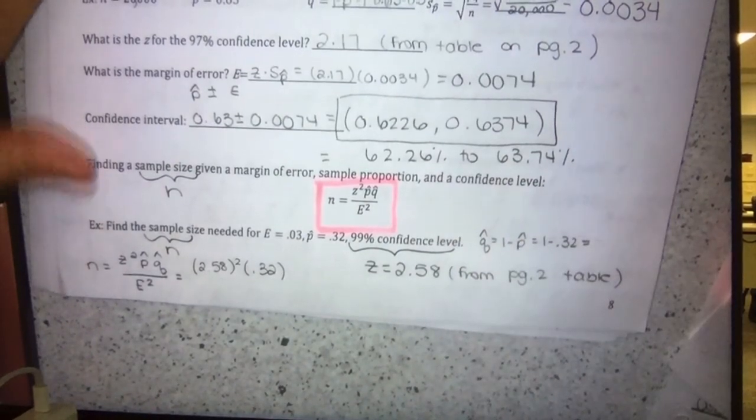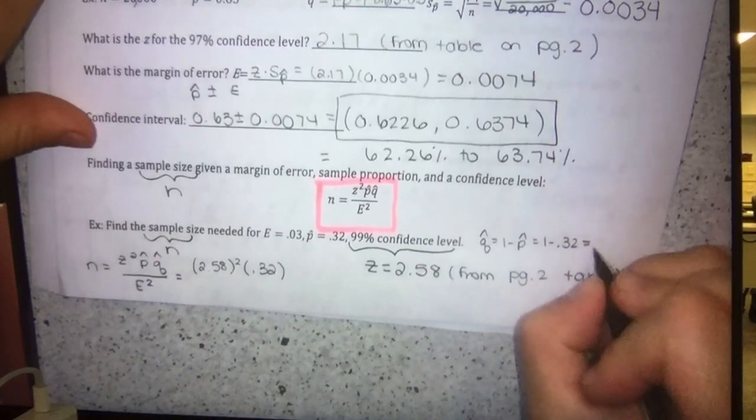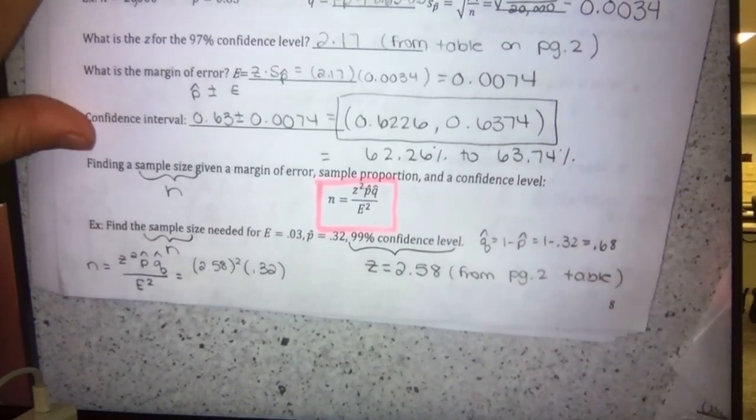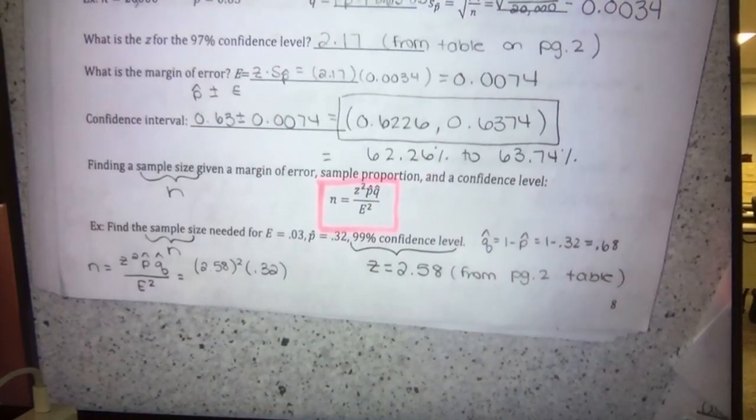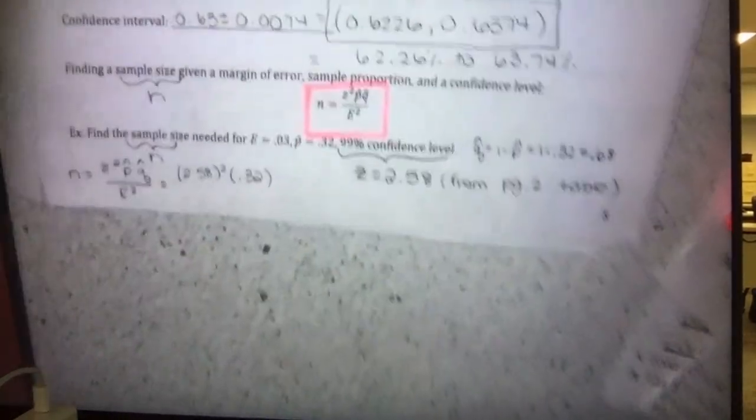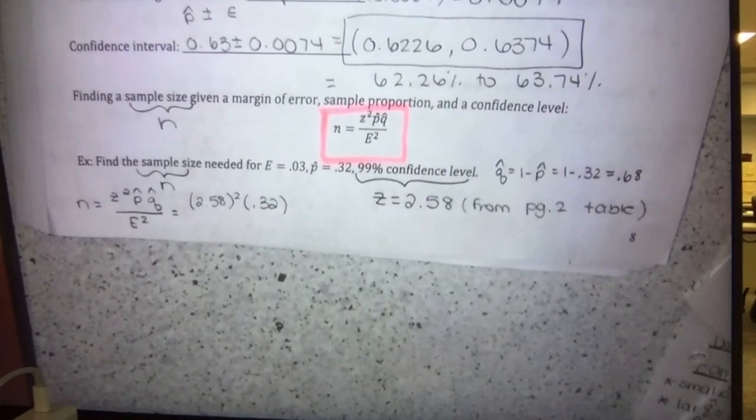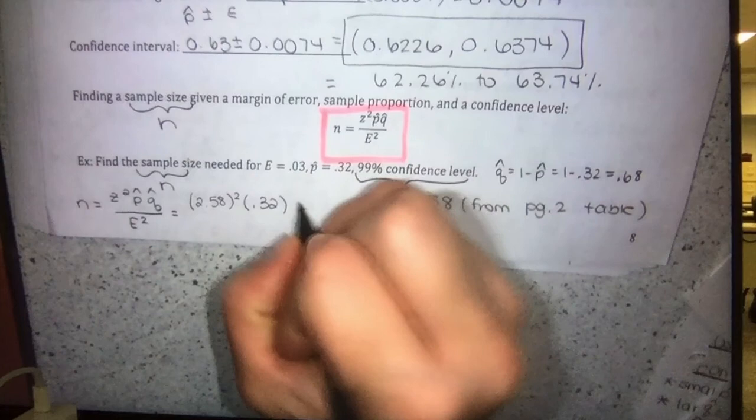What did you say it was? 0.68? Wait, we didn't find q hat. Oh, sorry, I thought you were telling me the answer. I was like, oh wow, thanks. I need to write faster then. That's what you're thinking? No, you're like, slow down. Let's go. Yeah.